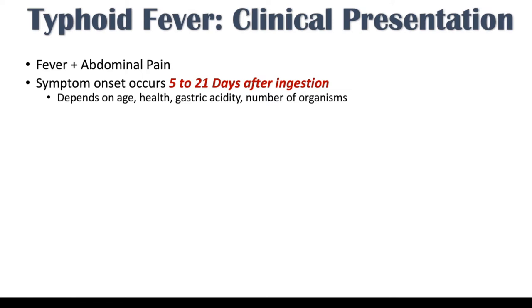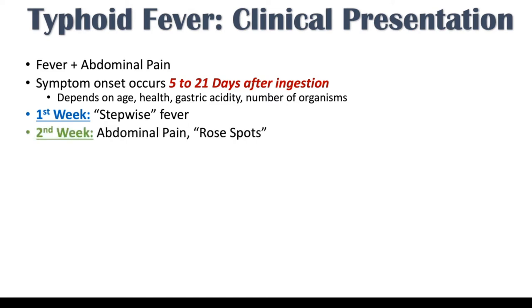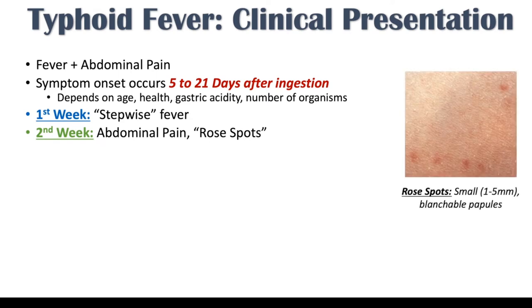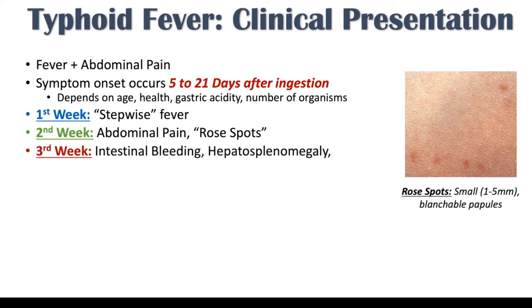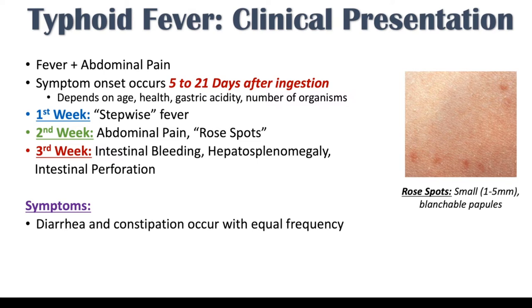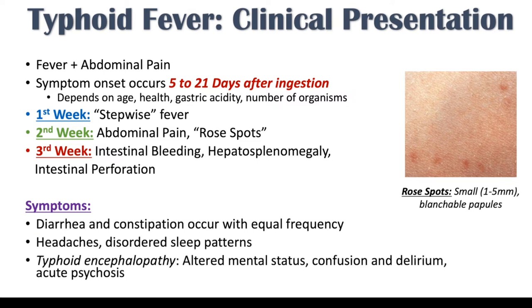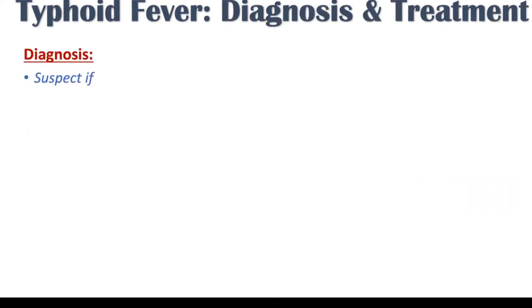Typhoid fever clinical presentation: fever, abdominal pain. Symptom onset occurs 5 to 21 days after ingestion, depending on age, health, gastric acidity, and number of organisms. First week, stepwise fever; second week, abdominal pain and rose spots, you can see on the slide; and third week, intestinal bleeding, hepatosplenomegaly, intestinal perforation. Diarrhea and constipation occur with equal frequency, plus headache, disordered sleep patterns, and typhoid encephalopathy.